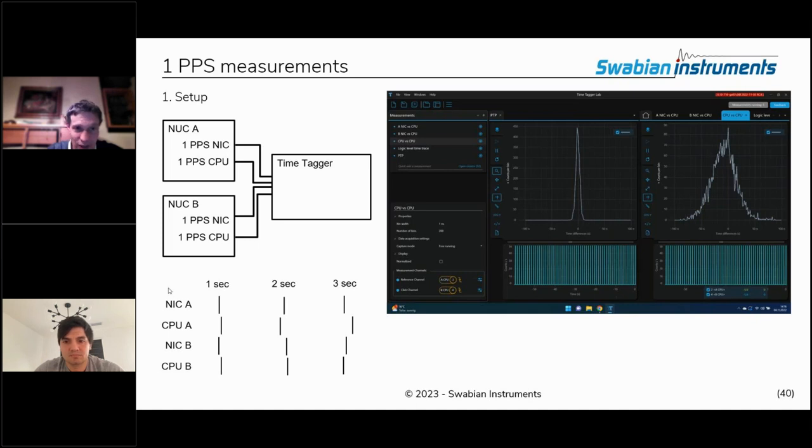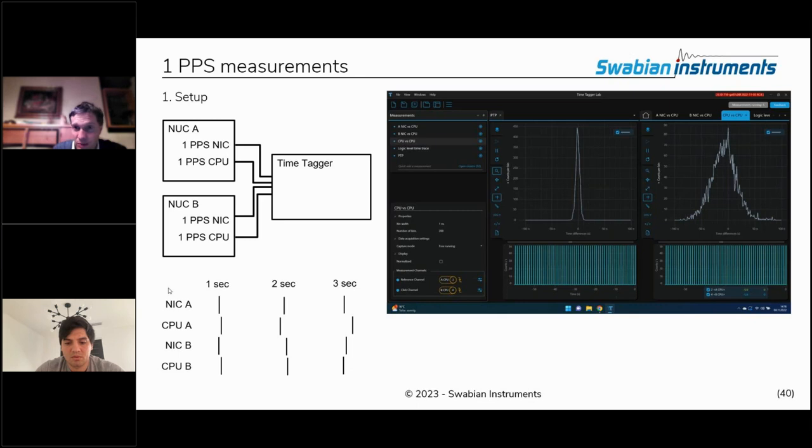In this way, we really have 1 PPS signals coming out of the unit at 2 different places, and then the 2 NUCs are linked via PTP. So the 2 NICs are synchronized via PTP, and then the NIC and the CPU on each NUC are synchronized using PTM. In this case, there are 4 different 1 PPS signals, and we hook them up to the time tagger. The signals that you see are sketched below. At every second, there is a 1 PPS signal coming out, and they're all slightly differing. So we measure the timestamps on all 4 at each second.